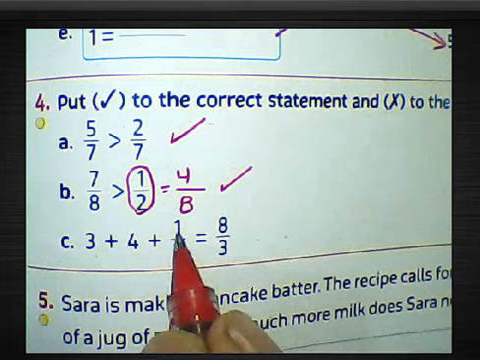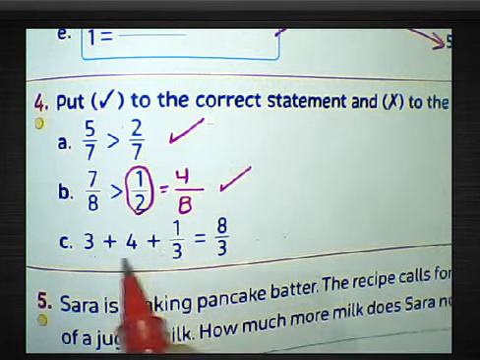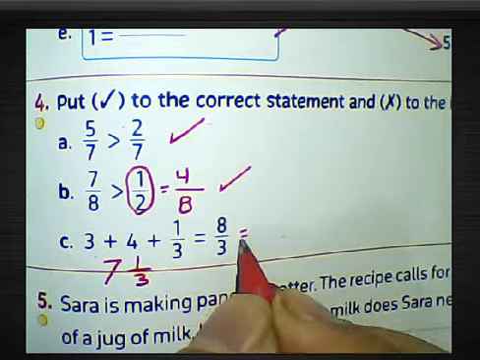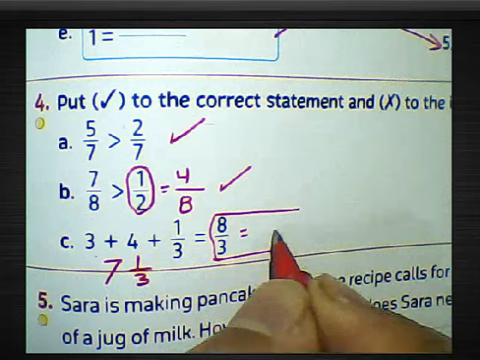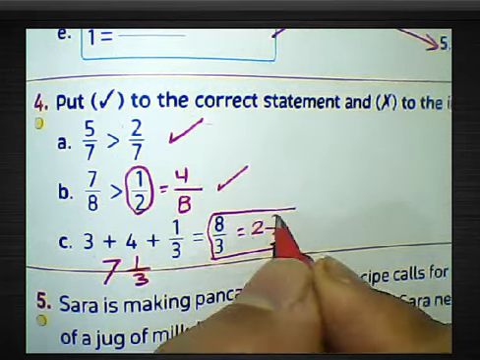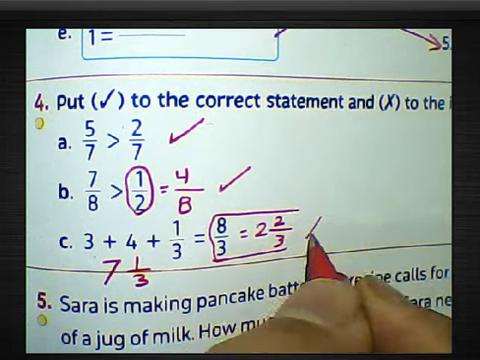And 3 plus 4 plus 1 over 3 equals 8 over 3. True or false? We can find the result from the left hand side. 3 plus 4 equals 7. The result will be 7 and 1 over 3. And in this example we can find the result here. Write 3 in the denominator. Convert the following improper fraction to a mixed number. 3 times 2 equals 6 and the remainder is 2. So the result will be false.